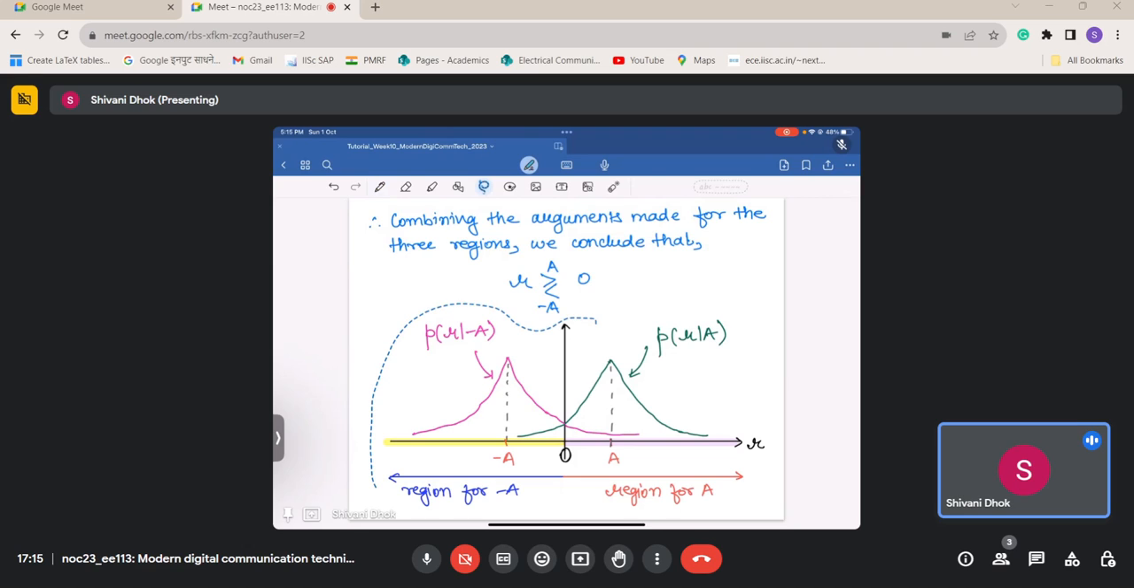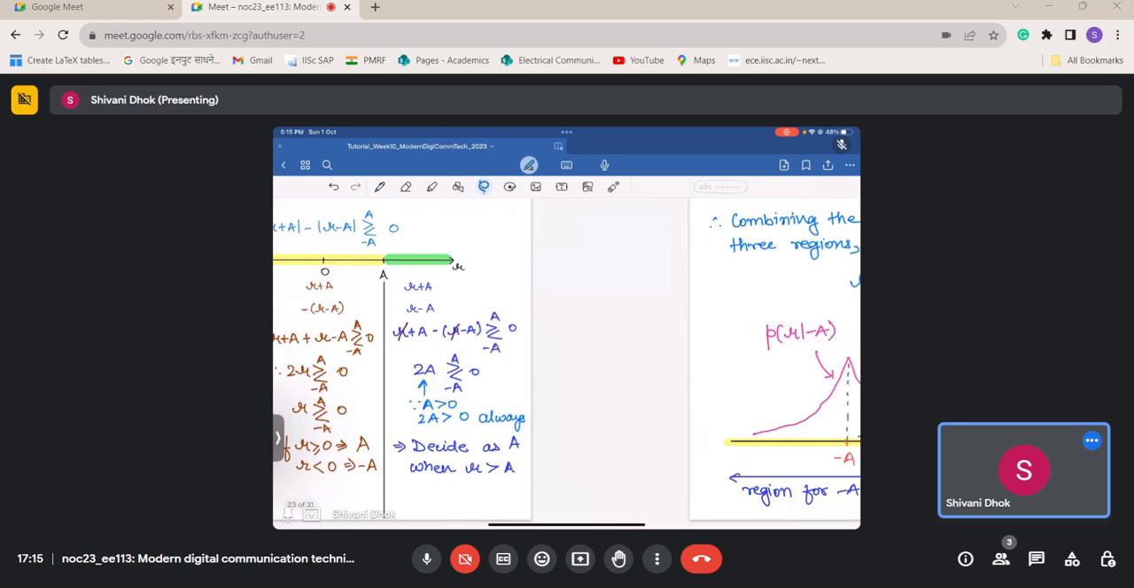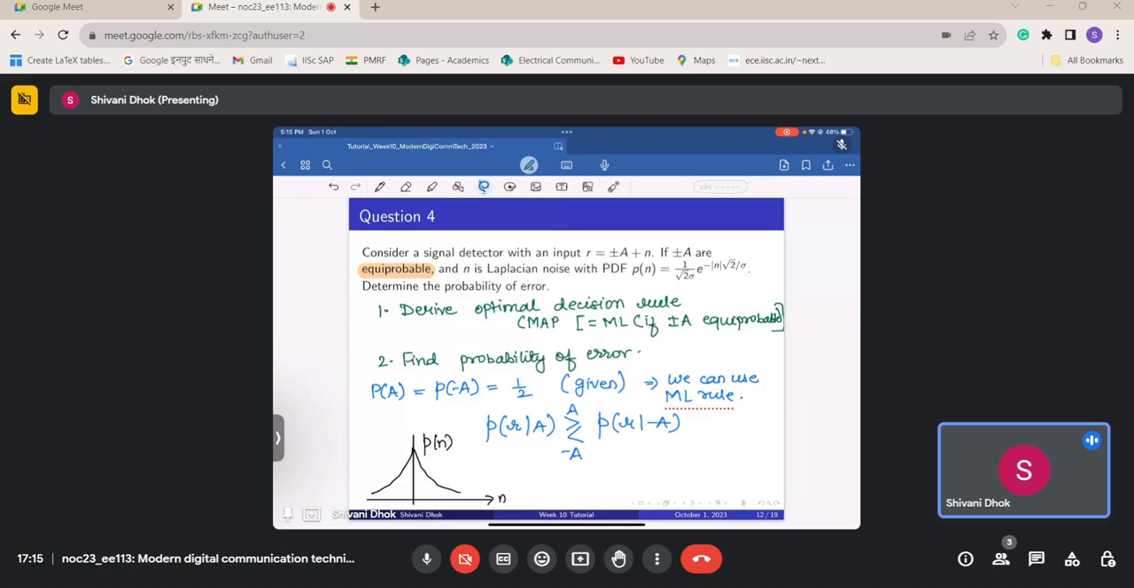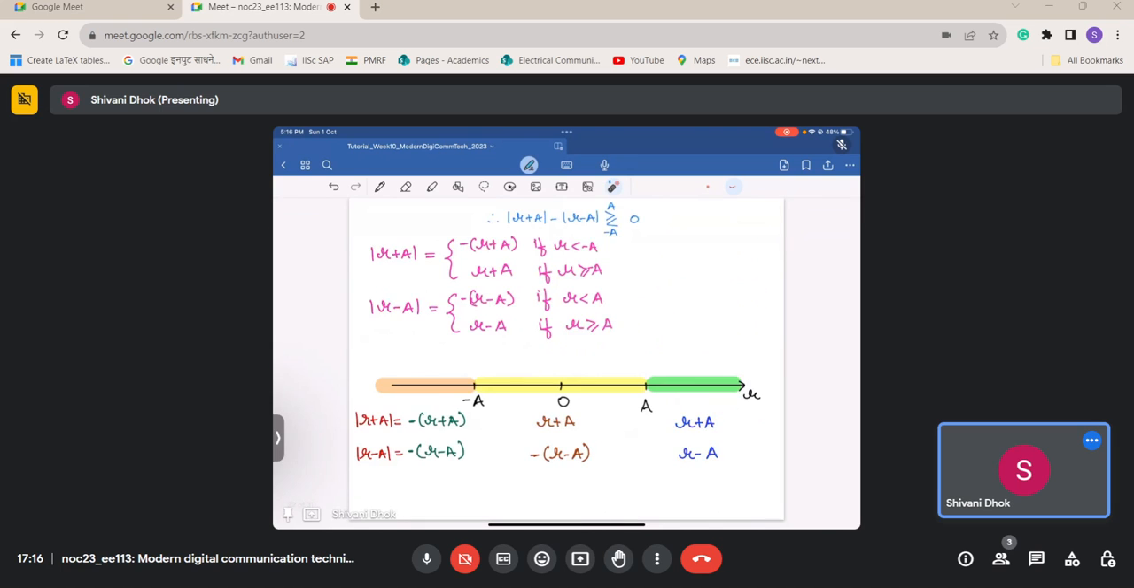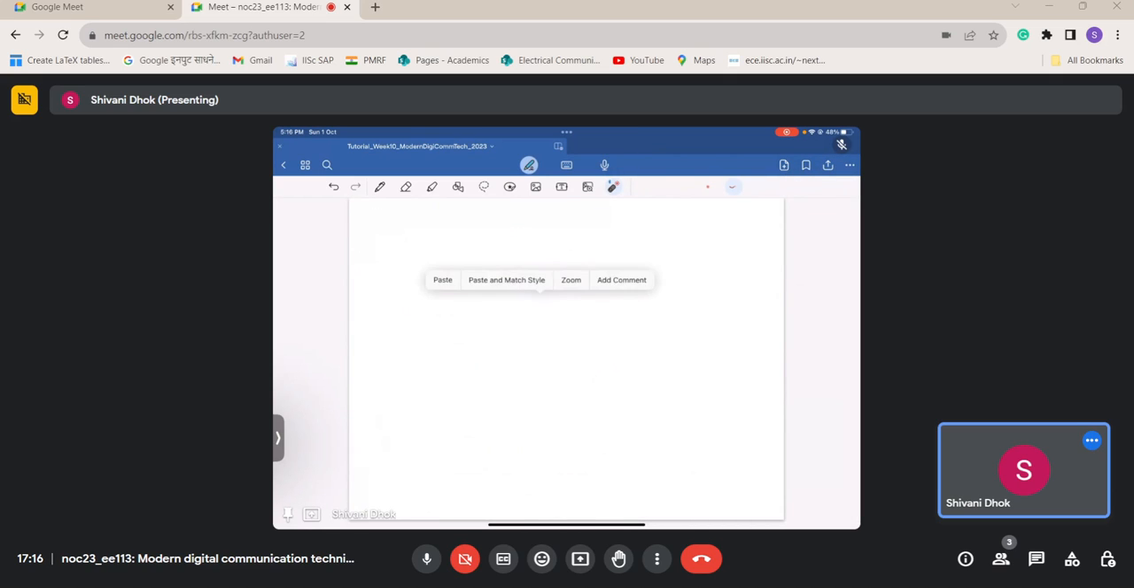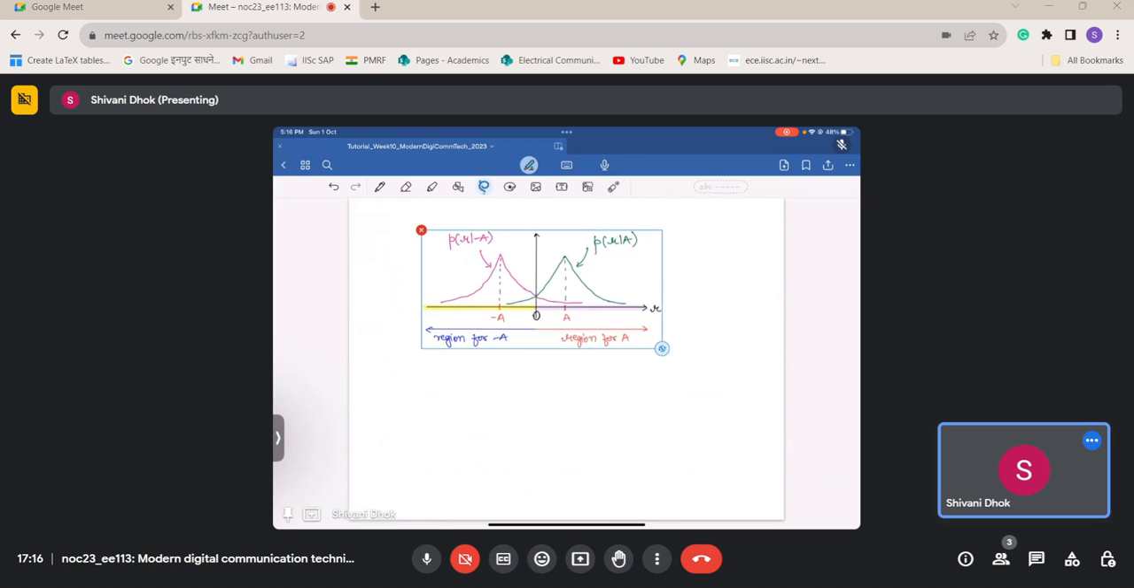Okay. Now we know the decision rule. What was our original aim? What does the question ask? The question needs us to find the probability of error. What we have done is derive the optimal decision rule, so we have finished with the first part. Now we need to find the probability of error for this particular decision rule. So now let us try to do that.